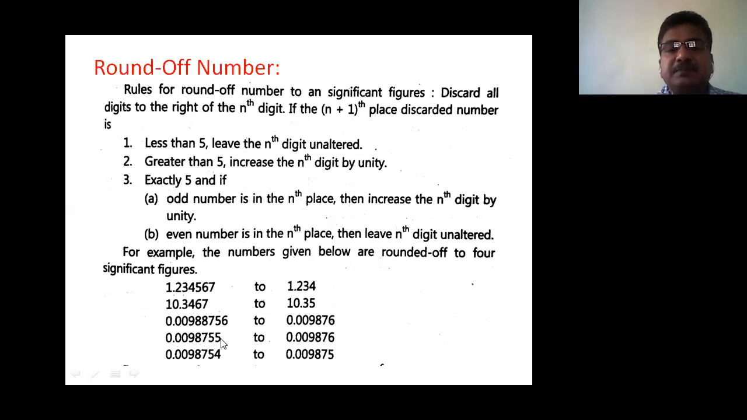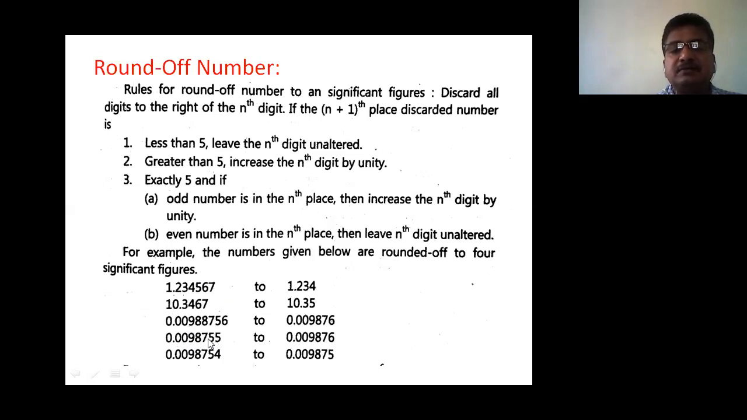After this number, 9875, the next digit is 5. We have to round this number up to this, so we have to remove this 5. This is exactly 5, and the previous digit is odd, so increase by 1. If the first discarded digit is 5, but the previous number is even, then no change.